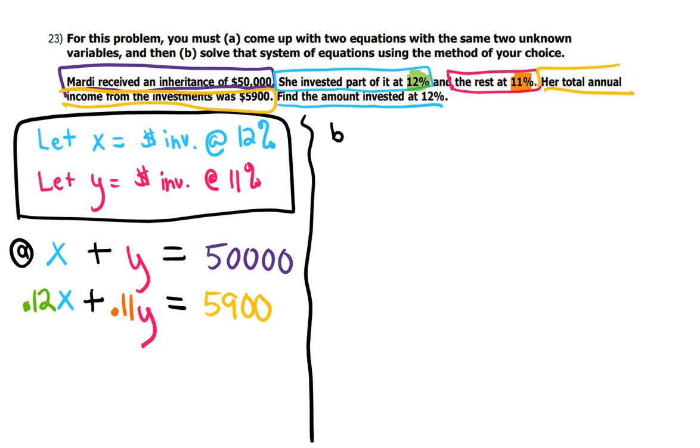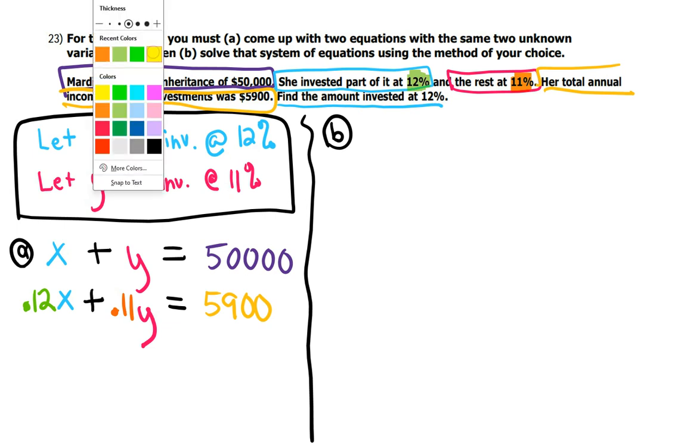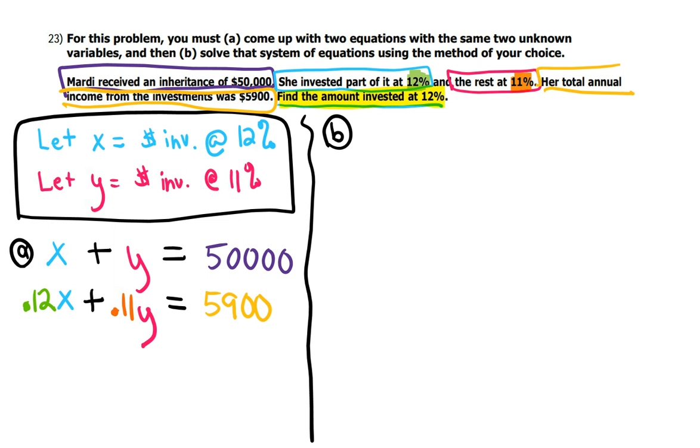Now, part B, you get to decide. Do you want to solve it graphically? Do you want to solve it using elimination? Or do you want to solve it using substitution? I don't care. If you want to do graphing, you have to take both of those equations and solve them for Y first, and then let one of them be Y sub 1 and the other one be Y sub 2. And again, I'm only going to be looking for X, because what you're solving here is find the amount invested at 12%.